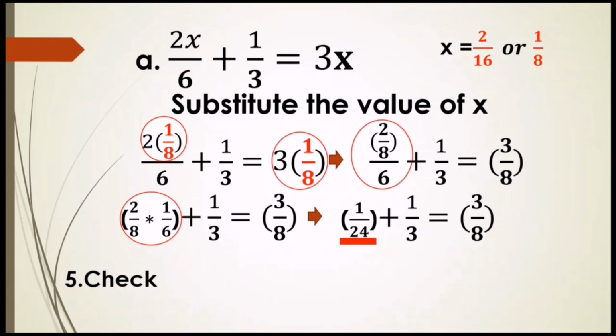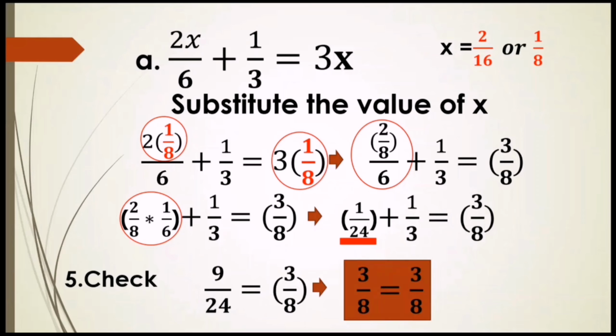After that, what you will do is add 1 over 24 and 1/3, which becomes 9 over 24 is equal to 3 over 8, which is not yet in lowest terms. So we all know that 9 over 24, the lowest term is 3 over 8, which is equal to 3 over 8. Therefore, if they are equal, our answer is correct.